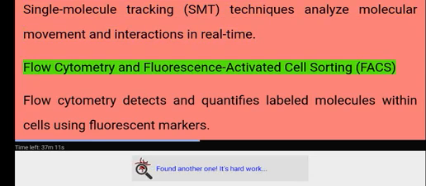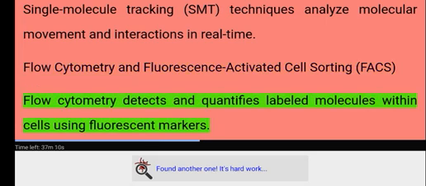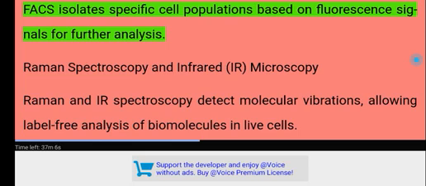Flow cytometry and fluorescence-activated cell sorting (FACS). Flow cytometry detects and quantifies labeled molecules within cells using fluorescent markers. FACS isolates specific cell populations based on fluorescent signals for further analysis.